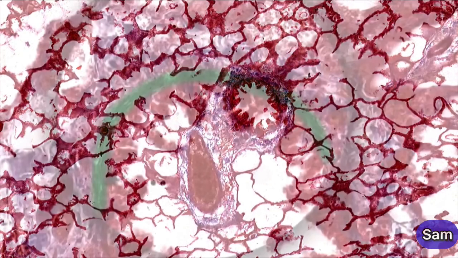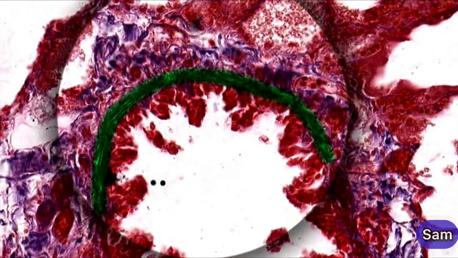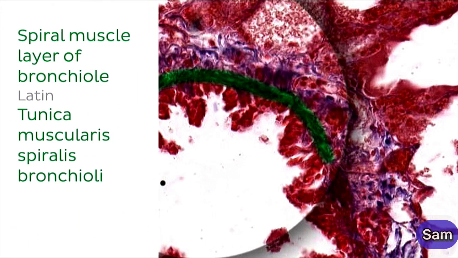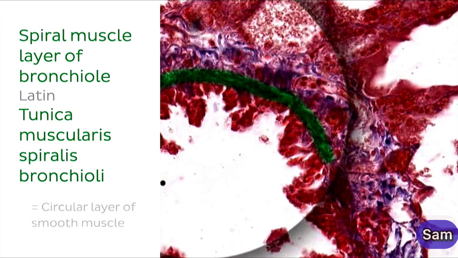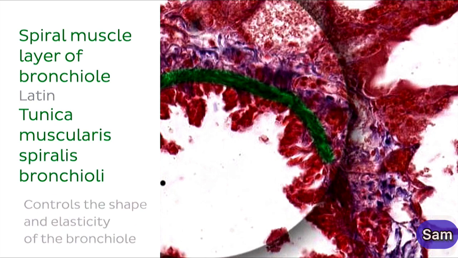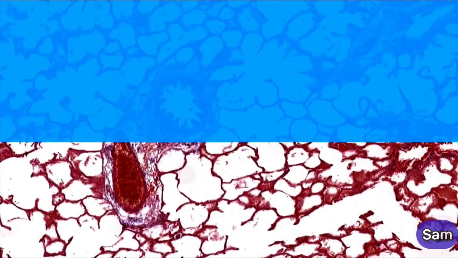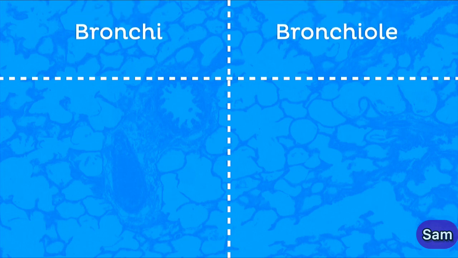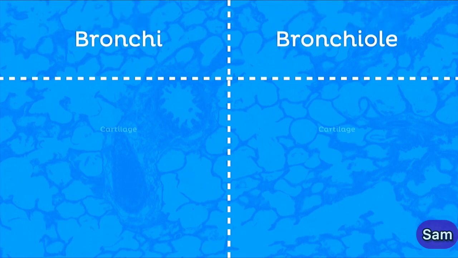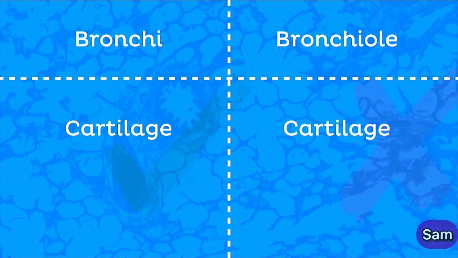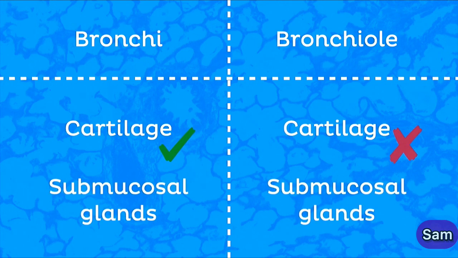Let's now talk about some structures surrounding the bronchiole. In this image, we have highlighted the spiral muscle layer of the bronchiole, also sometimes known as the circular layer of smooth muscle, which is a smooth muscle layer that controls the shape and elasticity of the bronchiole. And this is where we should point out that contrary to bronchi, bronchioles, due to their smaller size, do not need cartilage for support. So their smooth muscle layer is actually pretty adequate to keep them from ballooning during inspiration and from flattening out during expiration. And another important thing to note is that bronchioles also lack submucosal glands.